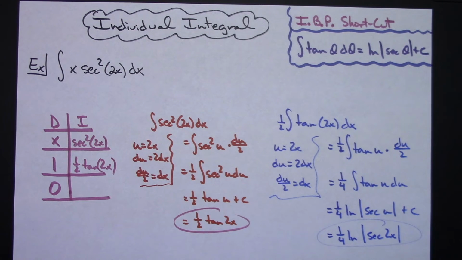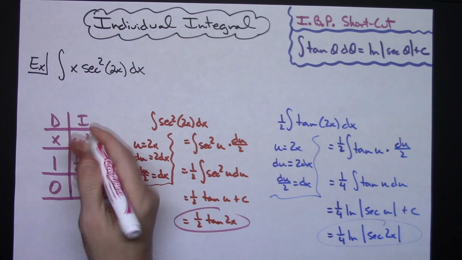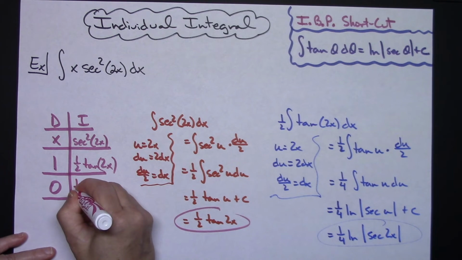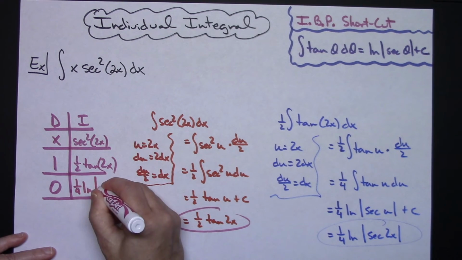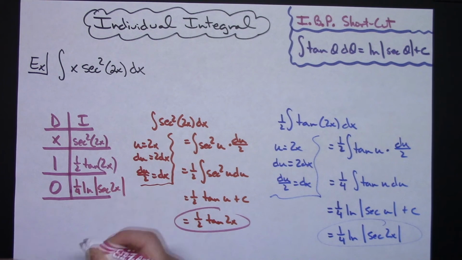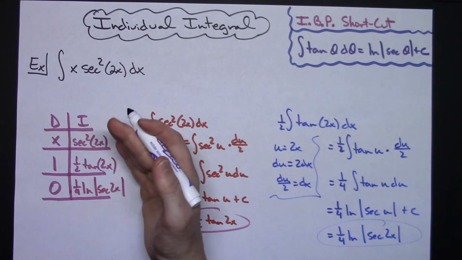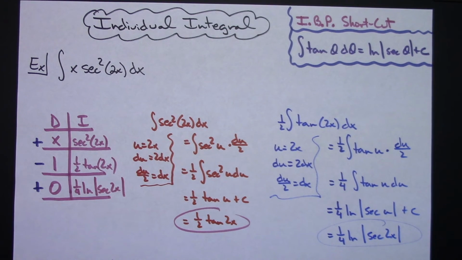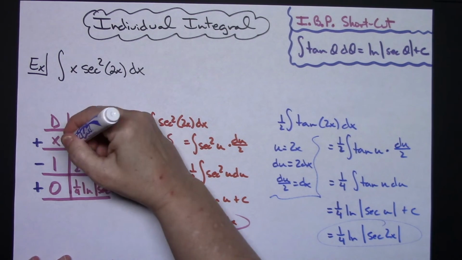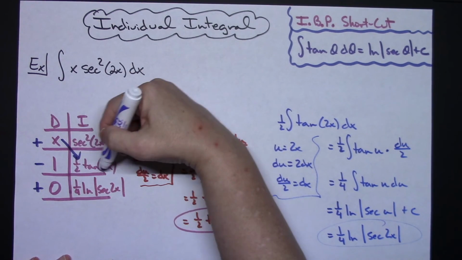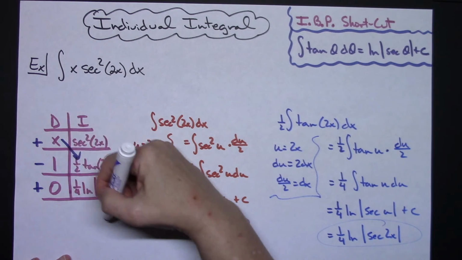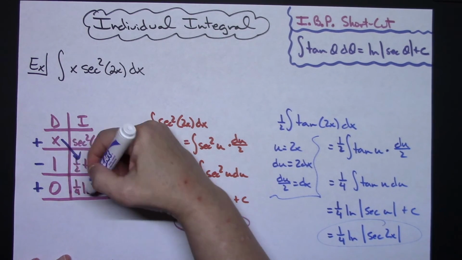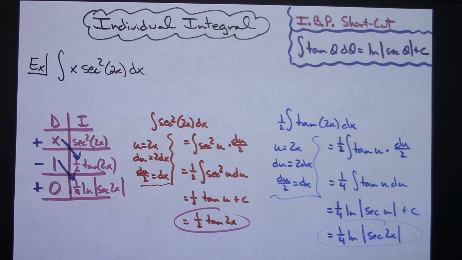Okay, so that then going in our last column over here for our integral. So I'm going to have a 1/4 natural log, absolute value, secant 2x. All right, now the remainder of this shortcut method I need to have memorized. I'm going to go down this left-hand column, and I'm going to start with a plus, and then a minus, and then a plus. And then you're going to multiply on the angles. So I'm going to multiply this x by the 1/2 tangent 2x. I'm going to multiply the 1 with the negative out in front times the 1/4 natural log secant 2x.